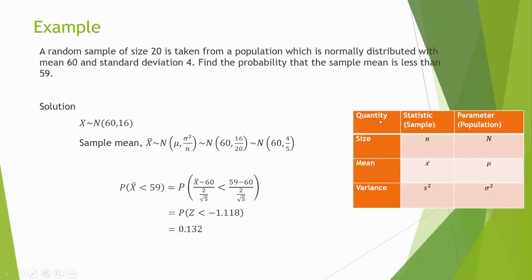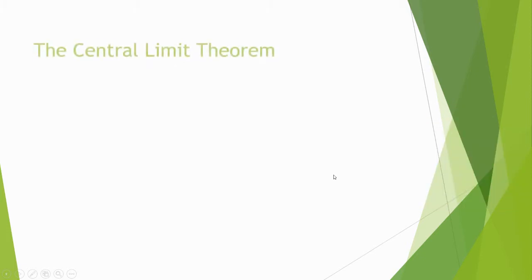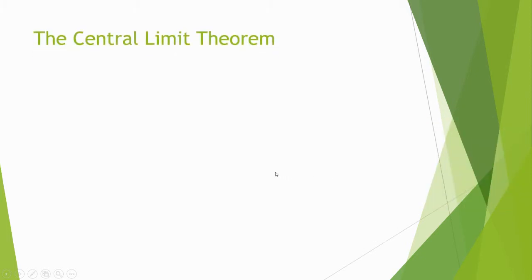Okay, I just put this table in case you forgot what mu and sigma squared stand for, and x bar, s squared, right? Okay, next we look at the central limit theorem.